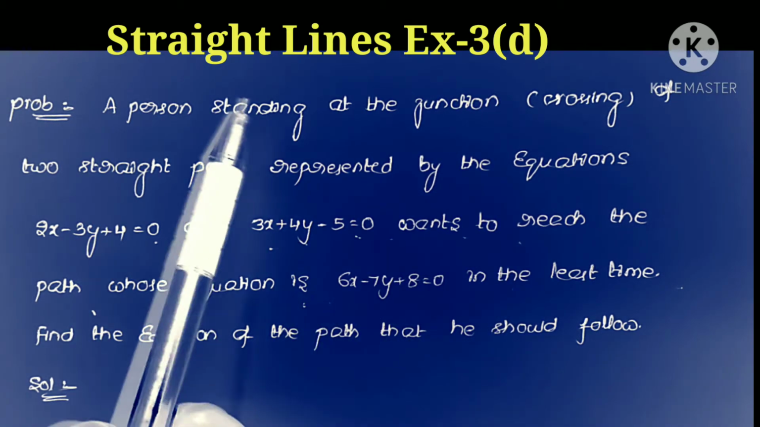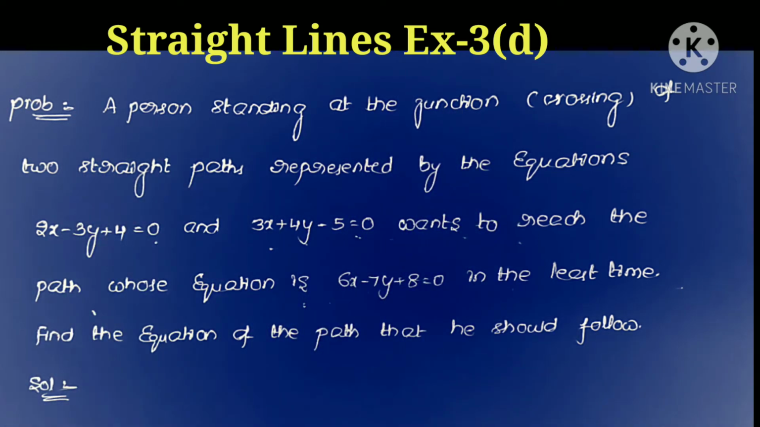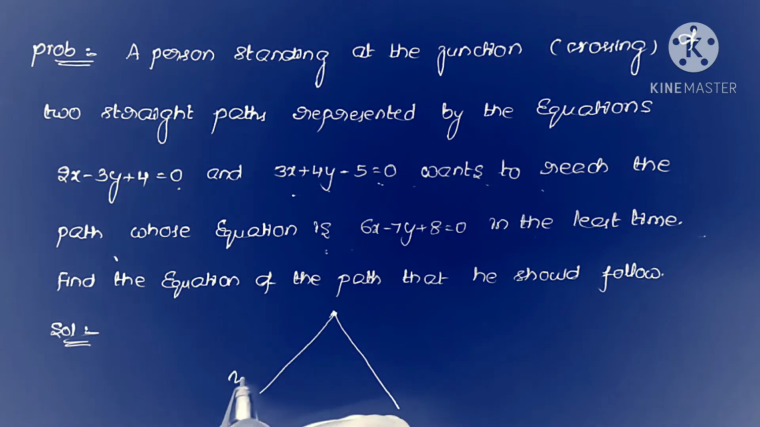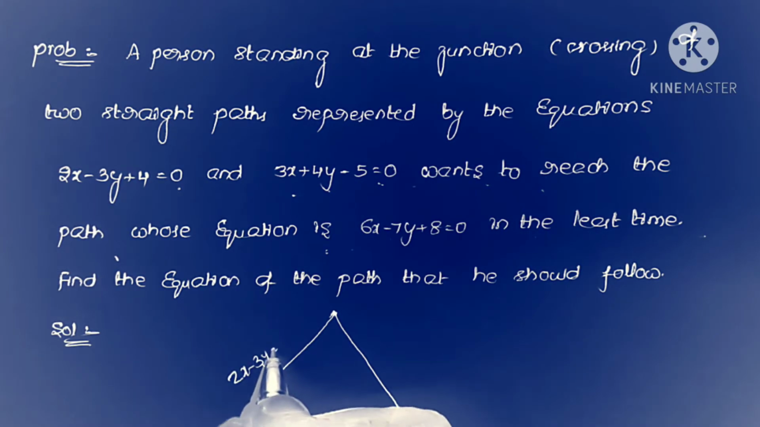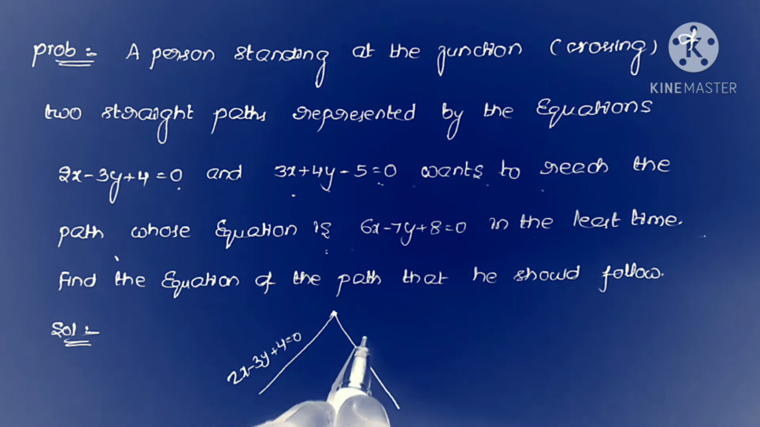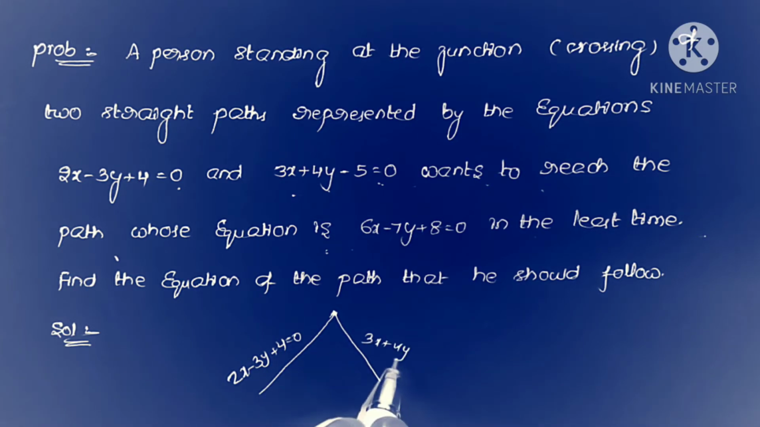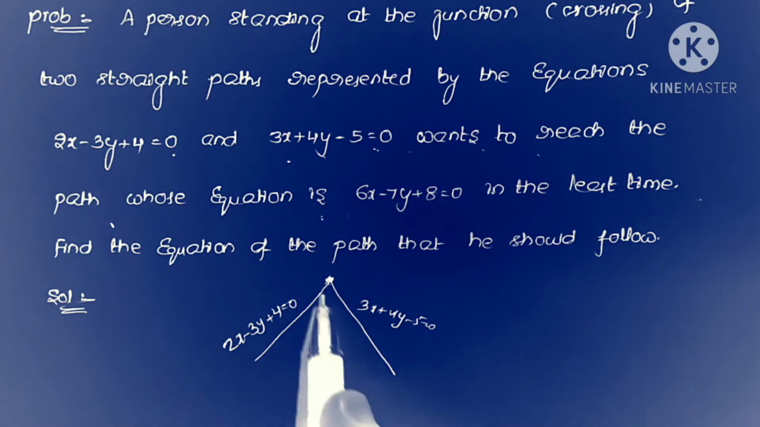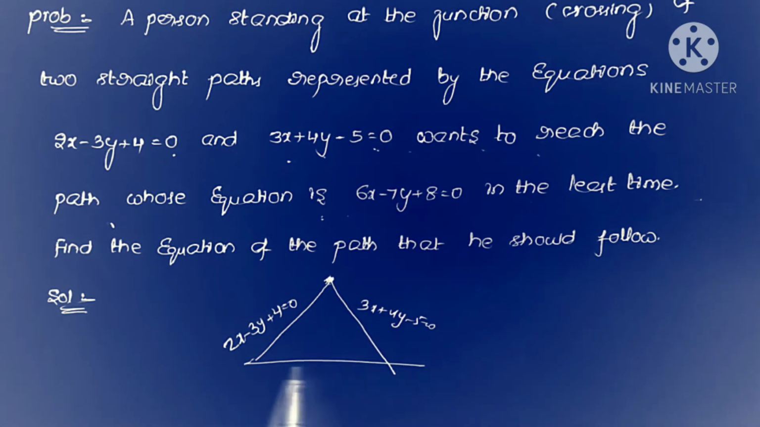So given that a person standing at the junction of the two straight paths represented by the equations, suppose this is the position of the person. A person stands at this place, which is the junction of the two straight paths represented by the equations 2x minus 3y plus 4 equal to 0 and 3x plus 4y minus 5 equal to 0. Okay, this is the junction of the two straight paths. So the person wants to reach this path. This is the other path and the equation of this line is 6x minus 7y plus 8 equal to 0.